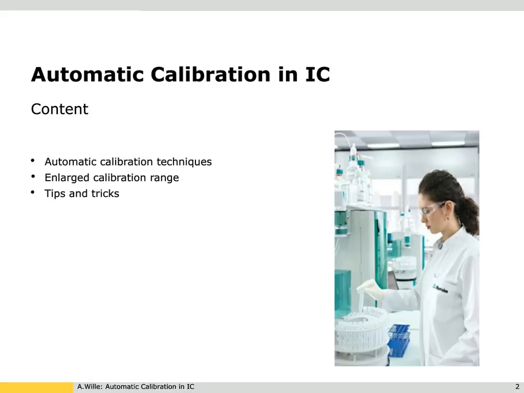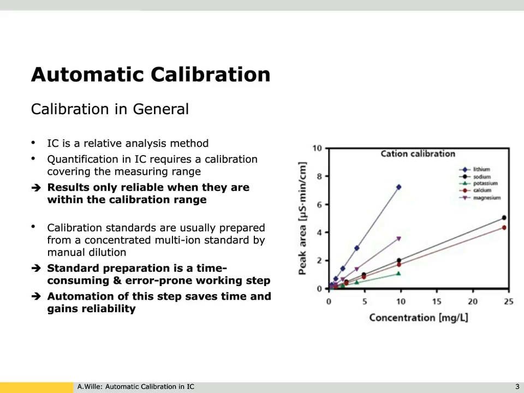The calibration in ion chromatography. IC is a relative analysis method. It means we need a calibration to quantify unknown samples. This calibration describes the relationship of concentration and measured signal which can be obtained using standards of known concentrations. And by this calibration curve, you can measure your samples.